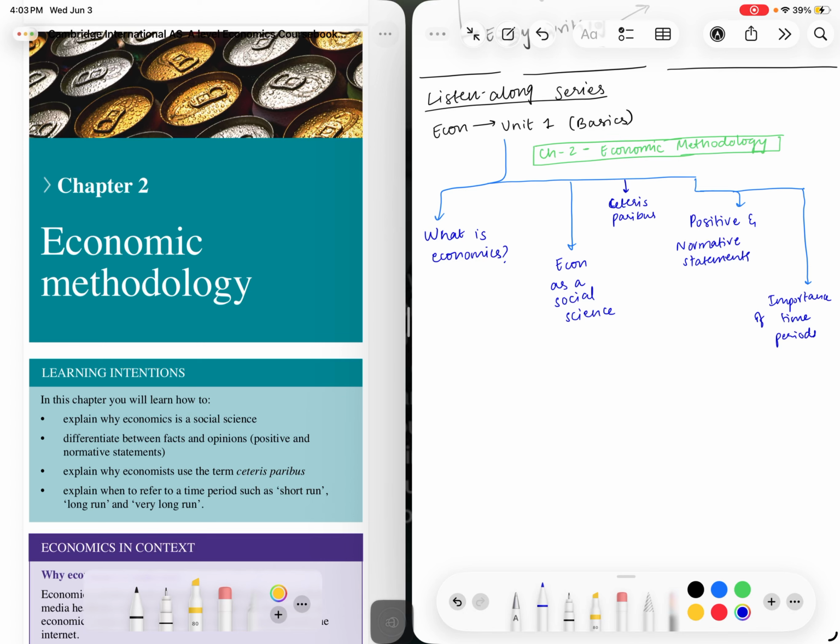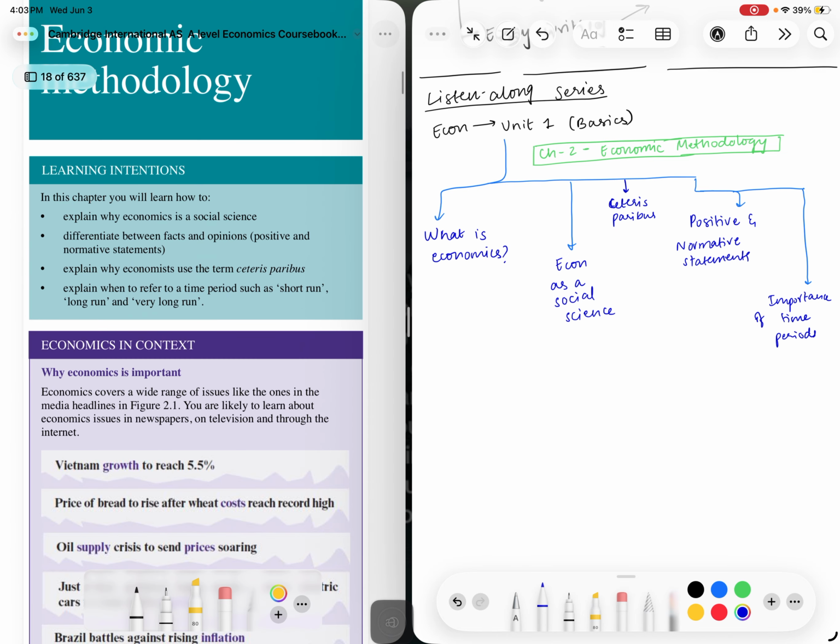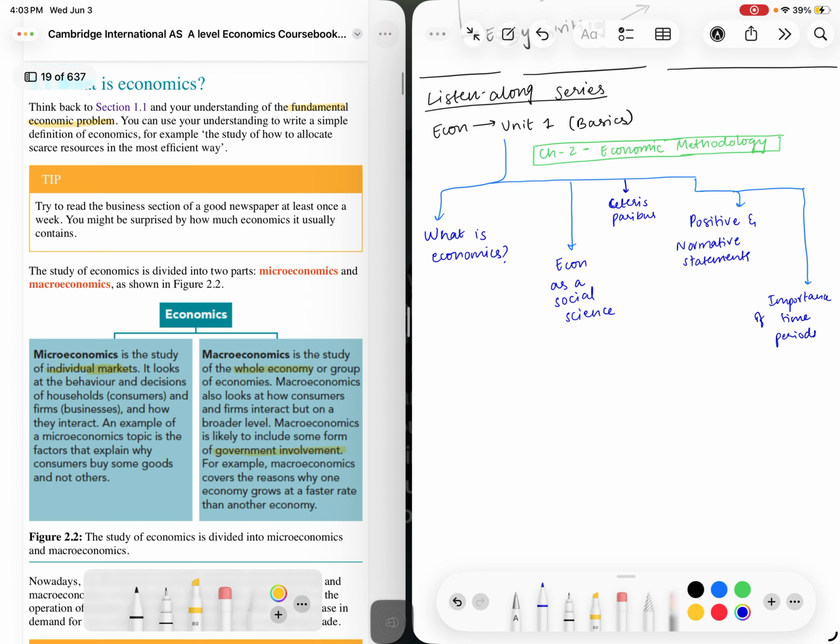So we're starting with our listen along series. We're in Econ Unit 1, AS level, Chapter 2, Economic Methodology. In this chapter, we have exactly 5 subtopics. We're going to start off with what is economics.